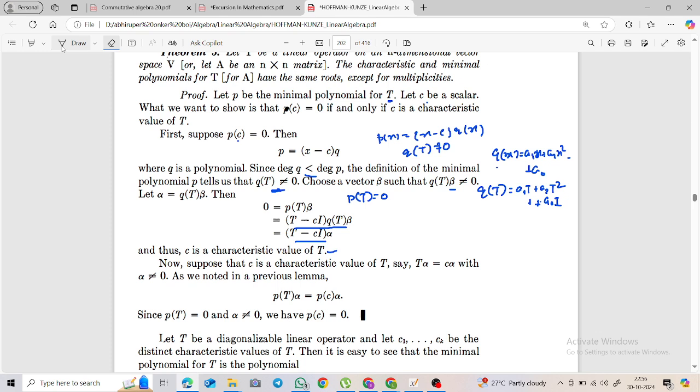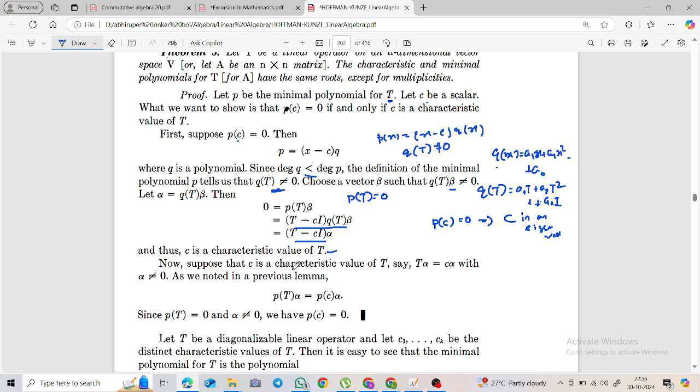So what did we prove? We proved that if C is a root of P, that is if P(C) is 0, this implies C is an eigenvalue. Now we will show the opposite, that if C is an eigenvalue, P(C) is 0.